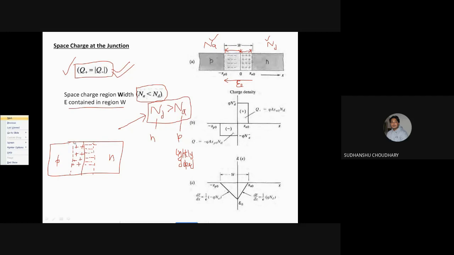Okay? So if I assume that the penetrations are the same and ND is greater than NA, then obviously these two charges will not be equal. Right? That is, this will not hold true here. Okay? So to make this true, I have to have more charges on the p side. So to have more charges, obviously this has to be extended, so that the charges on the p and n side, the donor ions and acceptor ions, are equal, so that the electric field is contained within the depletion region.